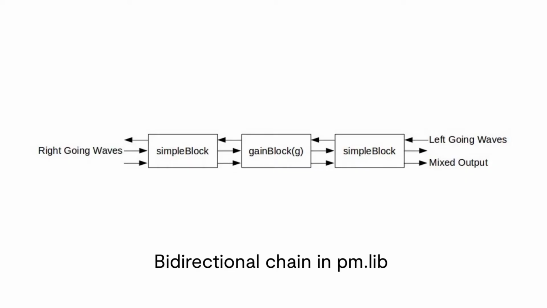And if you look at the slide here on the screen, this is what one of the most primitive elements in the Faust Physical Modeling Library allows you to do. It's the chain element, and it allows you to create this type of diagram and this type of algorithm. So you see here that you have waves going from right to left, waves going from left to right, and you also see that there is a third channel, which is for the output.